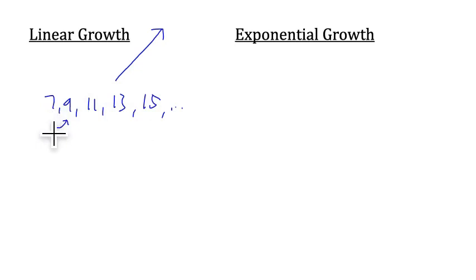Linear growth creates a line and increases at a constant rate. This sequence of numbers shows linear growth because it's increasing by 2 every time. An equation for linear growth might be written in slope-intercept form. In this equation, each time the x increases by 1, the y increases by 3.